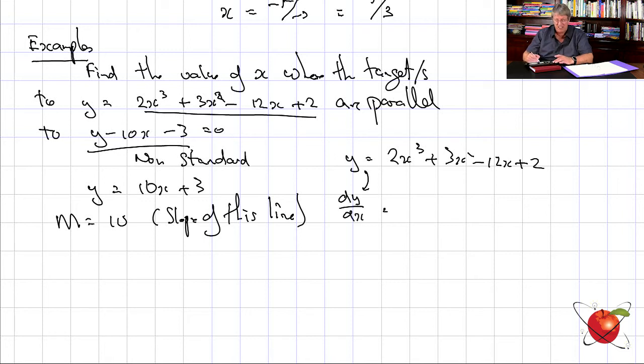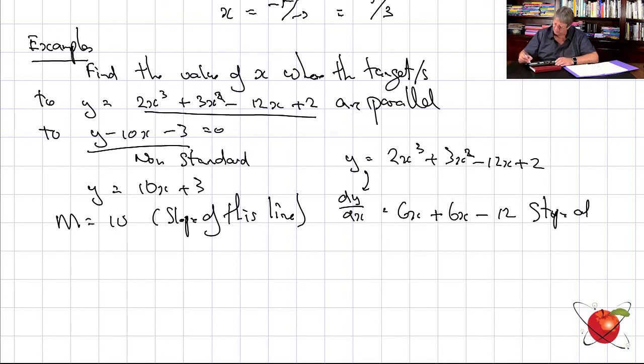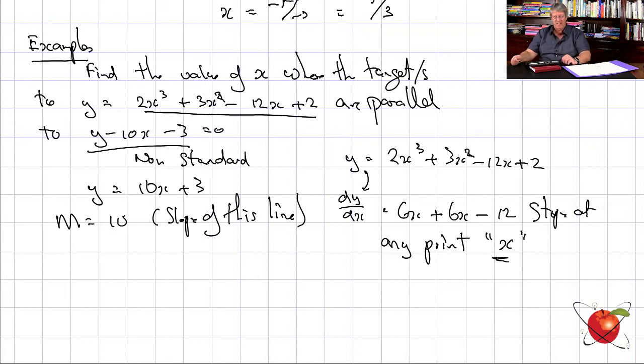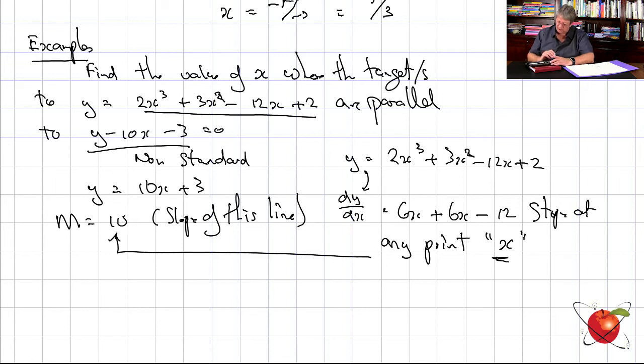Why do I do that? Because that's y, not f of x. It is going to be 6x squared, plus 6x minus 12. Correct? 6x squared plus 6x minus 12. This is the slope at any point x. That's what I'm looking for, that x. I'm looking for the slope at that point, and I know that the slope must be equal to 10. Therefore, 6x squared plus 6x minus 12 must be equal to 10.